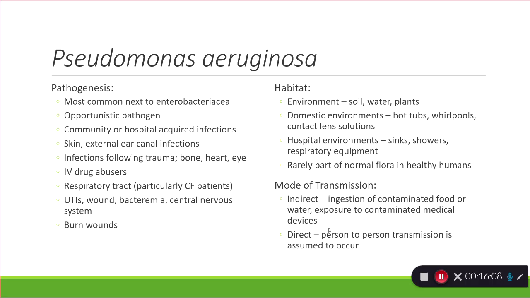This guy is found in the environment, soil, water, and plants. Think of like a pond or stagnant water. If a hot tub, whirlpool, or contact lens solution is let sit too long, Pseudomonas aeruginosa can grow. We can find it in sinks, showers, and respiratory equipment as well. It's rarely part of normal human flora. We usually get it from the ingestion of contaminated food or water or exposure to contaminated medical equipment. Person-to-person transmission can occur, although it's probably a lot less likely than the environmental transmission.